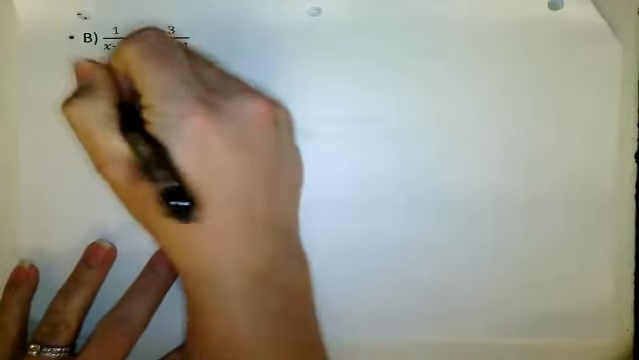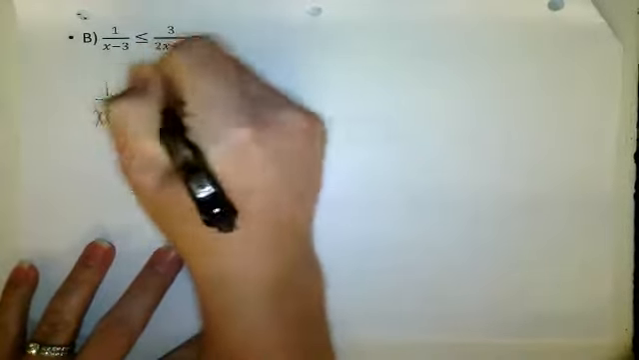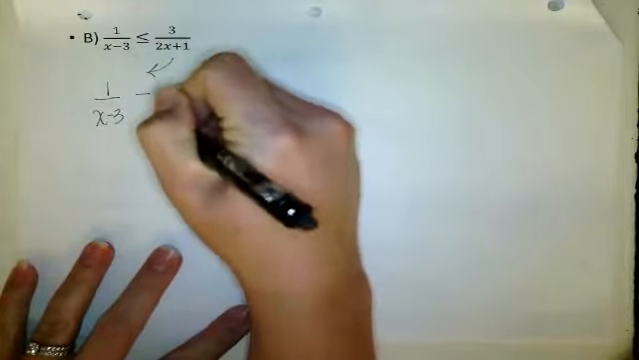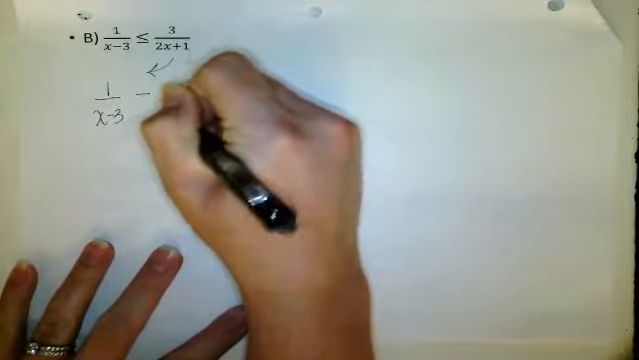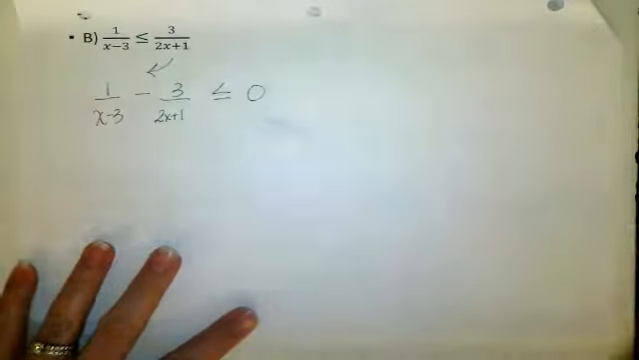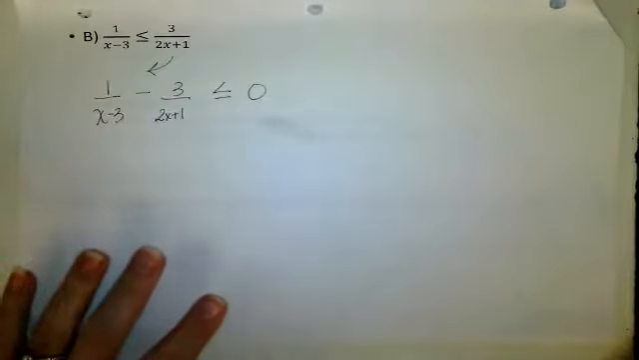Well, what should we do first? Yes, subtract that term to the other side. So we have 1 over x minus 3 minus the whole fraction, 3 over 2x plus 1, less than or equal to 0. And then we need to do what?